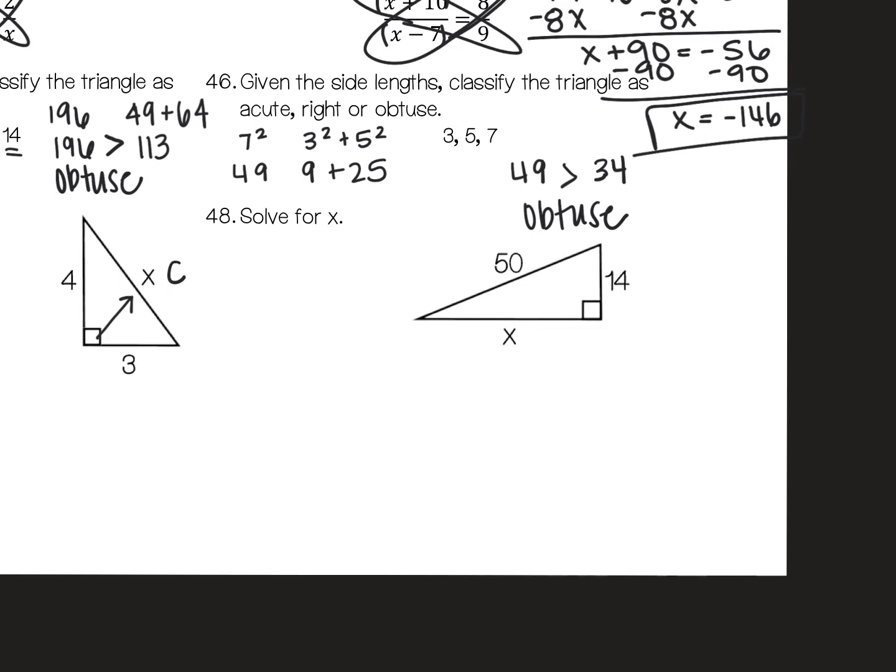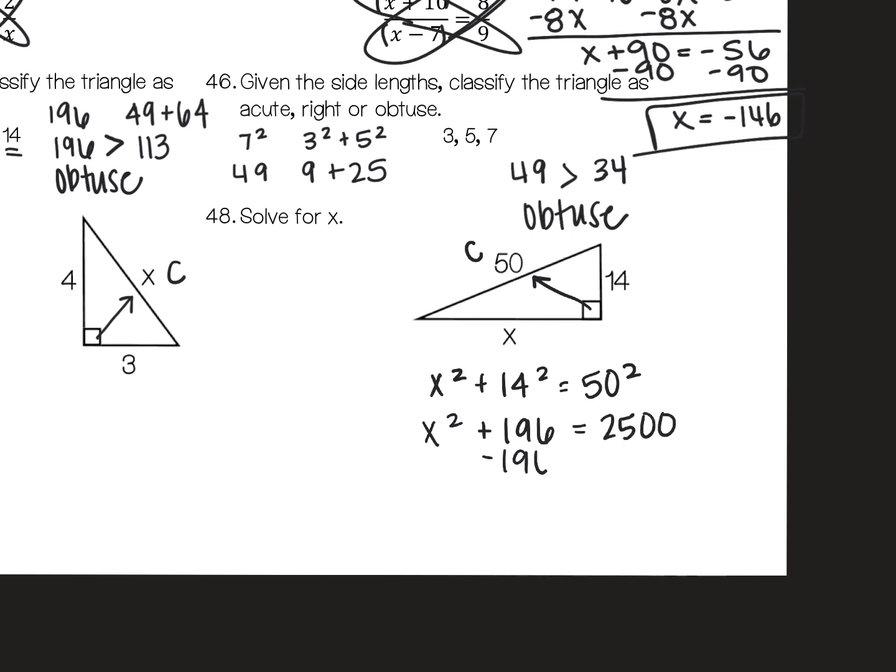And then for the last one over here, again, c is always across from the right angle. So x squared plus 14 squared equals 50 squared. 14 squared is 196. 50 squared is 2,500. Subtract 196 from both sides, which is 2304. And then take the square root, and you get 48.